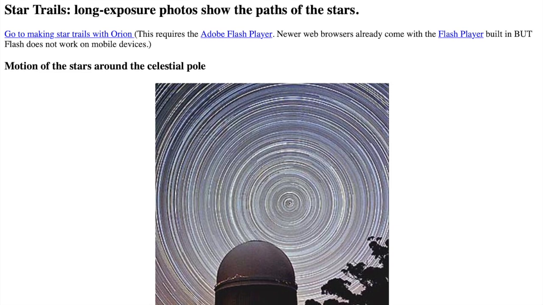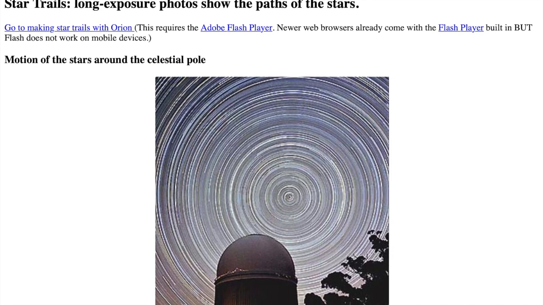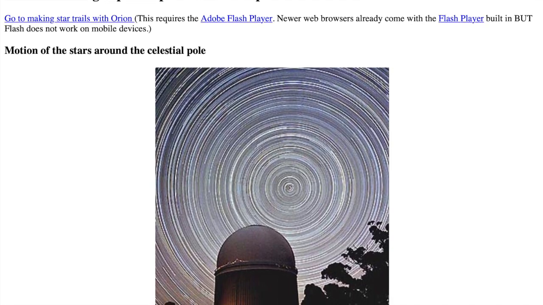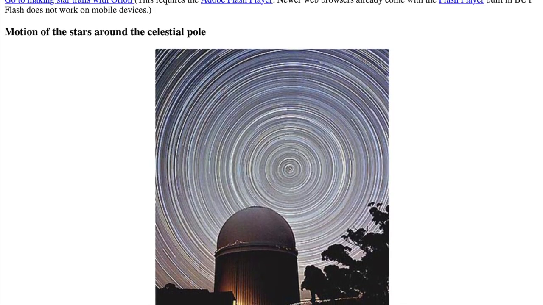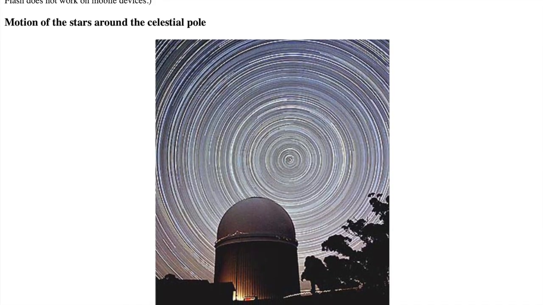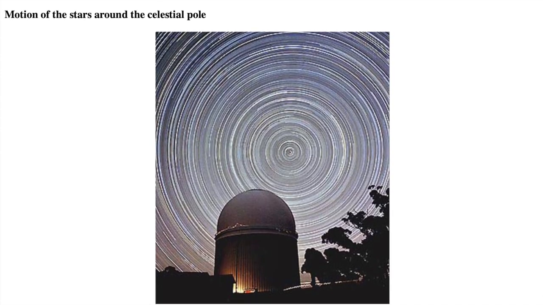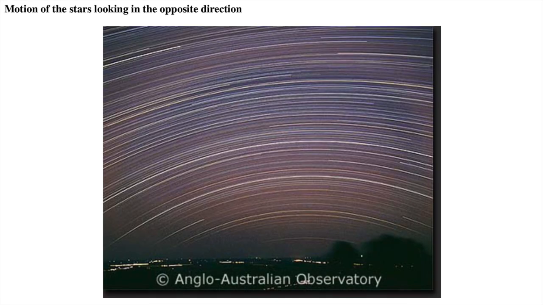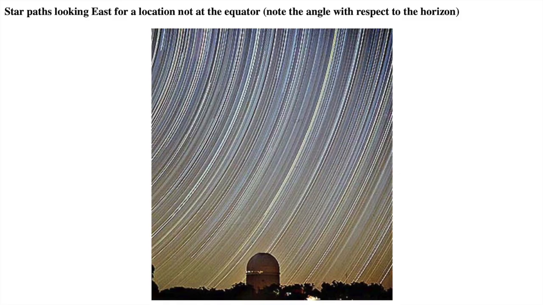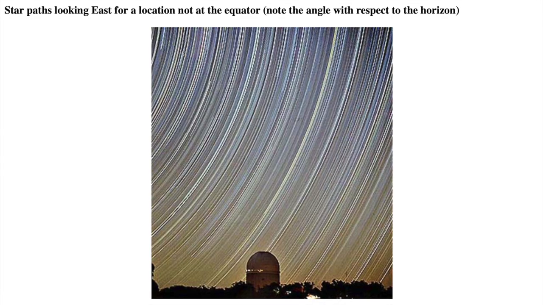Next slide. This lecture slide shows several star trails pictures where the shutter of the camera was left open for several hours, so you can see the star paths traced out over this long exposure. The first picture shows the stars appearing to spin around the celestial pole. Looking in the opposite direction, you see the star trail arcs getting up highest as they cross the meridian. Looking east, these star trails show that the stars rise at an angle with respect to the horizon.